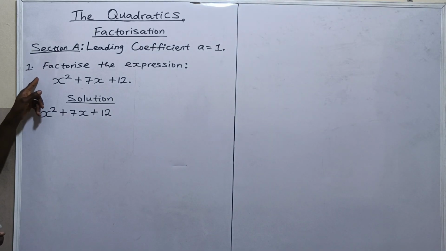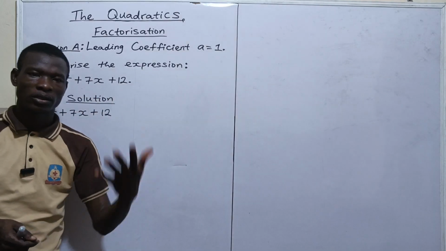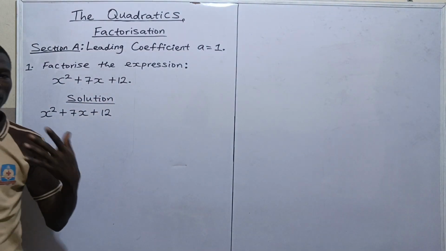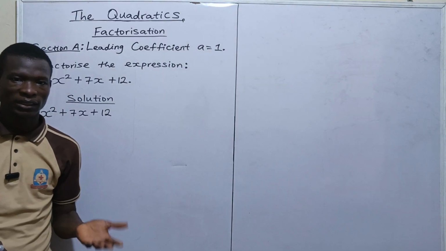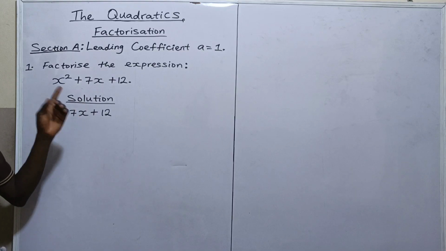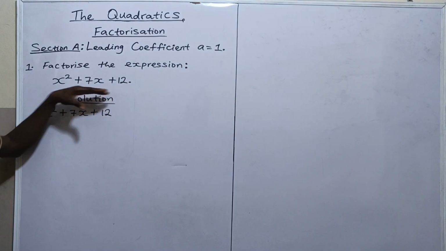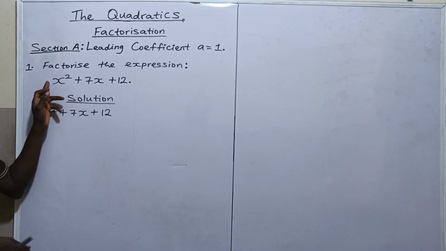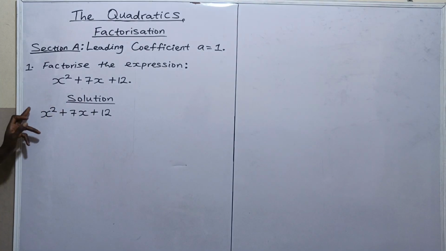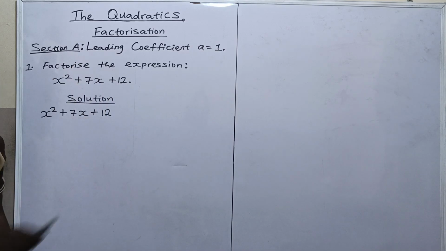You know that the coefficient of x squared here is equal to 1, because in every quadratic expression, equation, or function, the leading coefficient is the coefficient of x squared. So the leading coefficient here, which is A, is actually equal to 1. And if you look at this expression, you see that x squared does not have any number attached to it. So if it does not have any number attached to it, it means that the coefficient of x squared is what? 1. And the coefficient of x is 7, and the constant is 12.